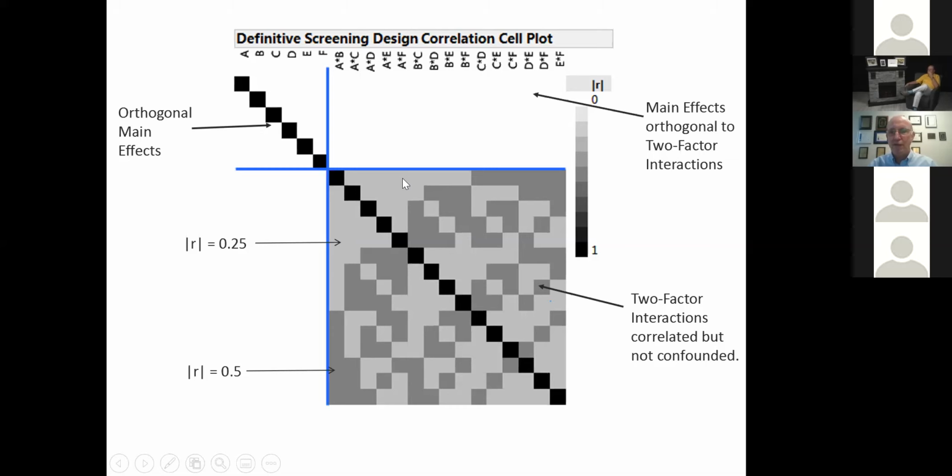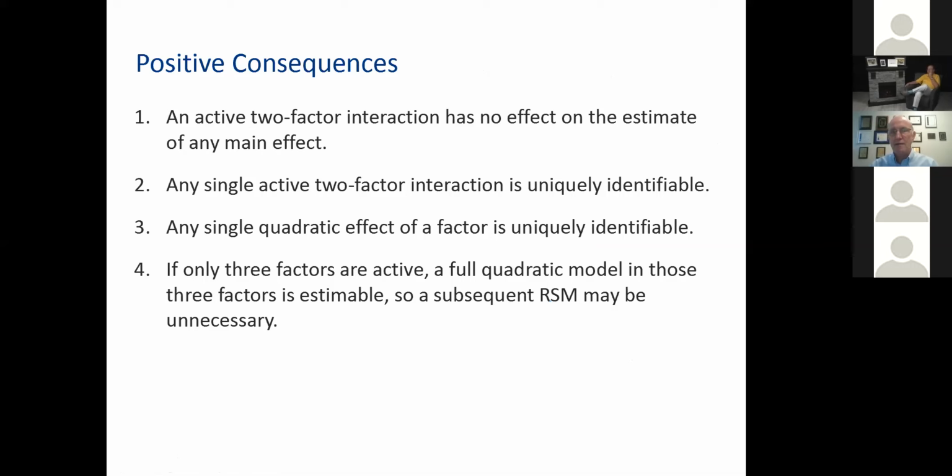So that means if you have a few two-factor interactions, you're likely to be able to identify them. So what do you get for running a design like this? Any active two-factor interaction is not going to affect any estimate of any main effect. Any active two-factor interaction can be uniquely identified and separated from the other two-factor interactions. The same thing is true of any single quadratic effect, as long as that quadratic effect is rather large compared to the noise, maybe 3 times the size of the root mean squared error of the model.